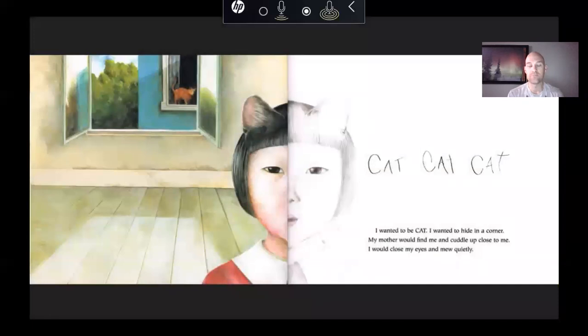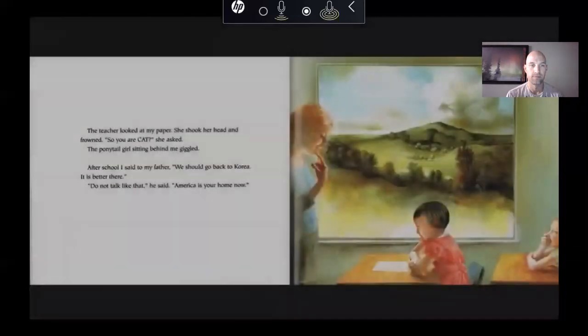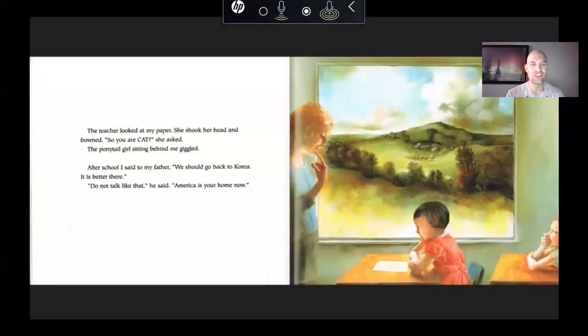I wanted to be cat. I wanted to hide in a corner. My mother would find me and cuddle up close to me. I would close my eyes and meow quietly. The teacher looked at my paper. She shook her head and frowned. "So you are cat?" she asked. The ponytail girl sitting behind me giggled.